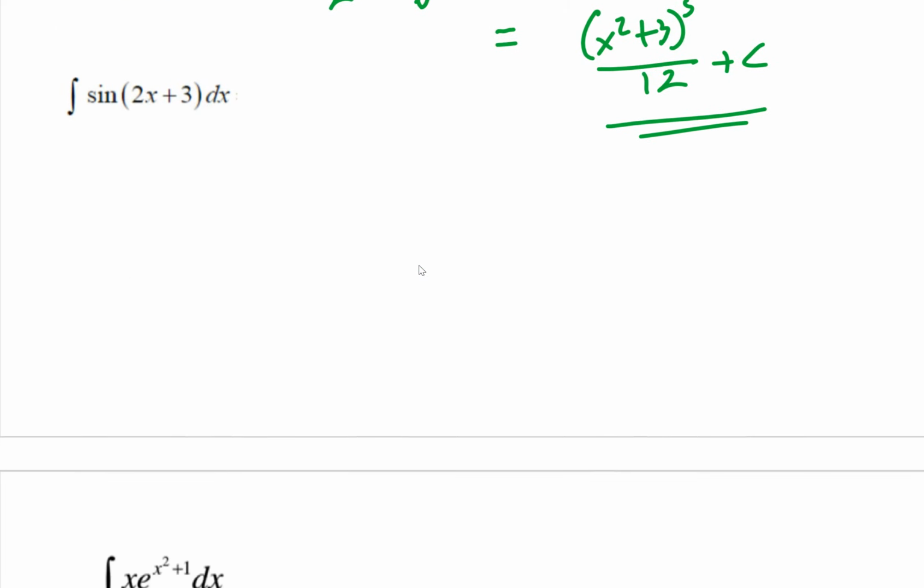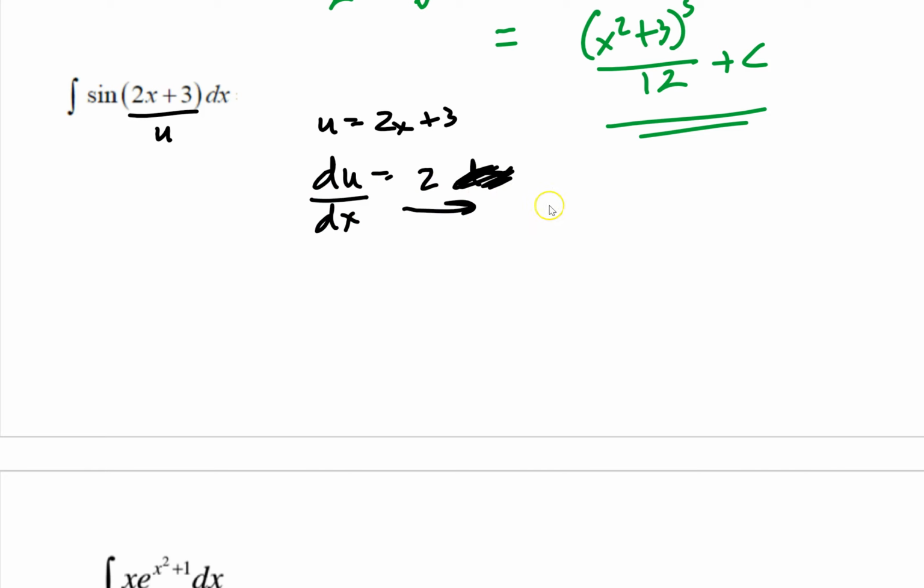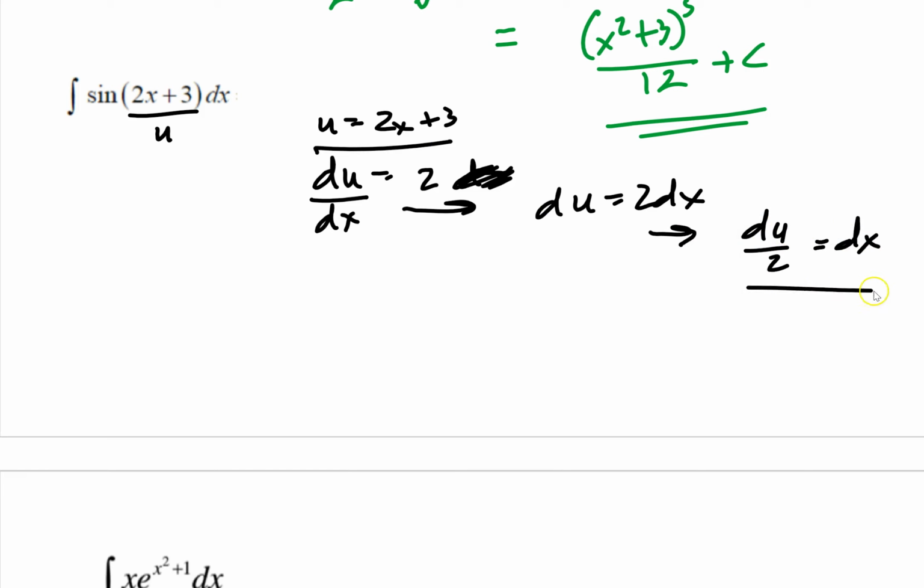So this is the next one. Now if I do this one, my u is going to be the inside. So I'm just going to do it a little faster. u is 2x plus 3. Let's take the derivative of both sides. du equals 2 dx. Sorry, I skipped a step. du over dx equals 2. Then to get dx by itself, divide by 2. So that's my dx, right? I got my u, I found my dx.